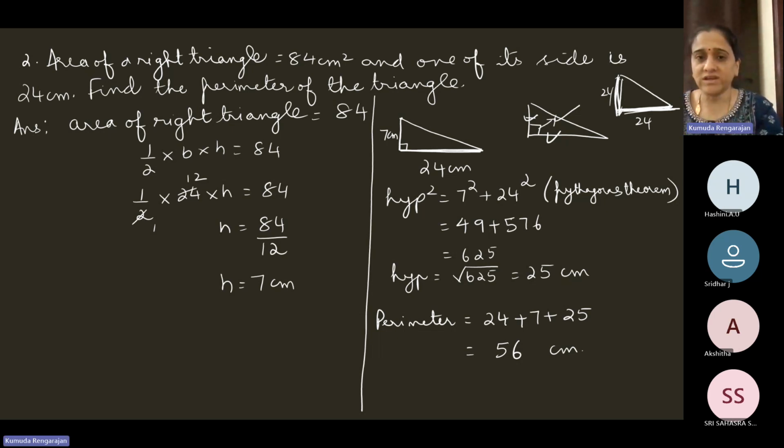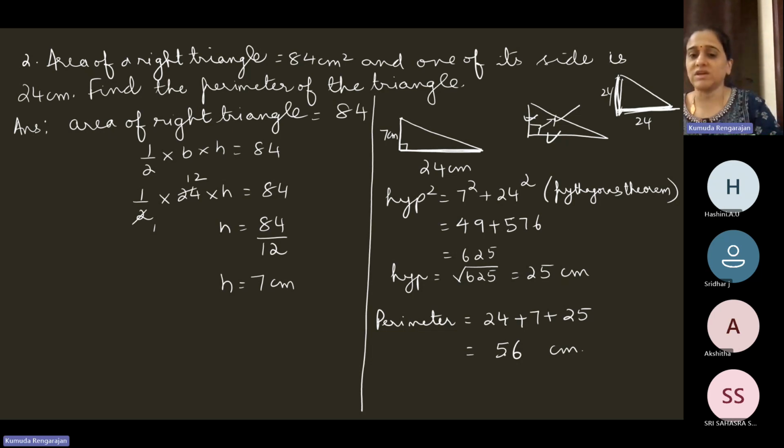Of the three sides, only one side is given, 24. How did we find another side? Using the area. We took 24 as the base and we found h using area. So now we have two sides, and these two sides are the legs of the right triangle. Using the legs and Pythagoras theorem, we found the length of the hypotenuse.